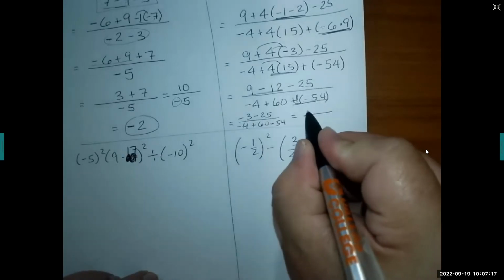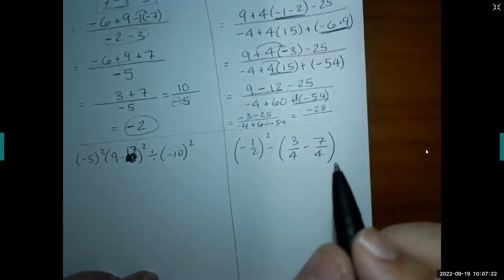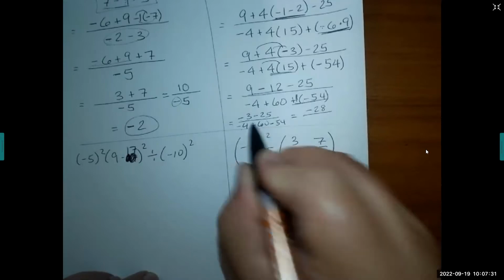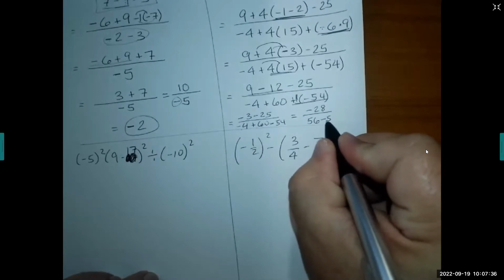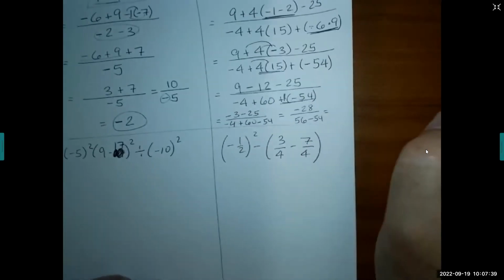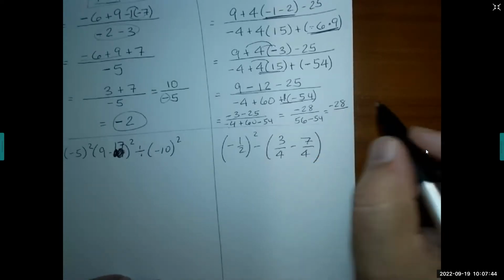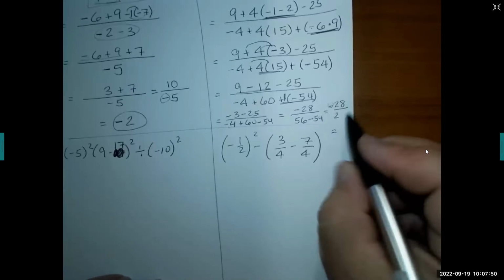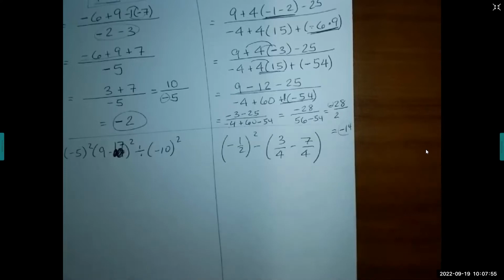Negative 3 minus 25, they're both negative. 25 plus 3 is 28. Negative 4 plus 60, 60 is bigger, that's positive. 60 minus 4 is 56. 56 minus 54 is 2. Since only one answer is negative, 28 divided by 2 is 14. The answer is negative 14.